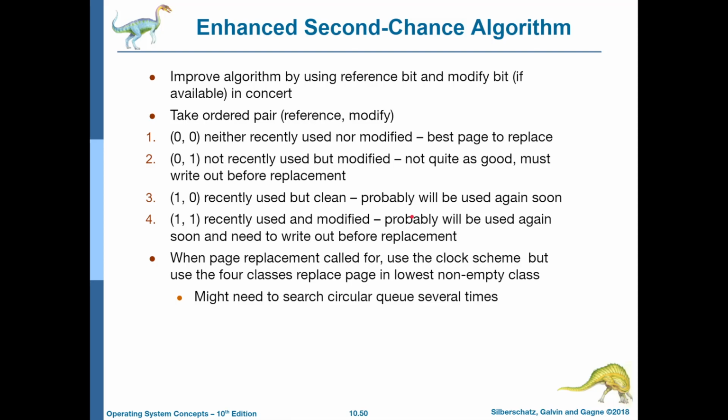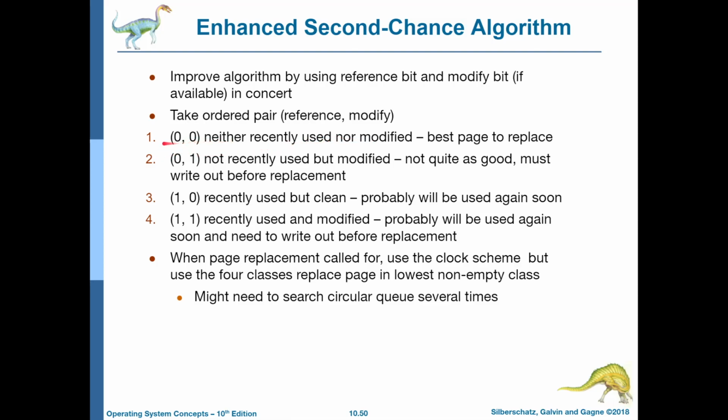Another option is to use 2 bits. We can use a reference bit, as we have been using, and a modify bit if it's available. Whenever a page is referenced, it's set to 1. When it's modified, both reference and modify are set to 1, and then the reference bit is set to 0 in the clock algorithm. So what happens now is we base what we're going to replace on the 2 bits.